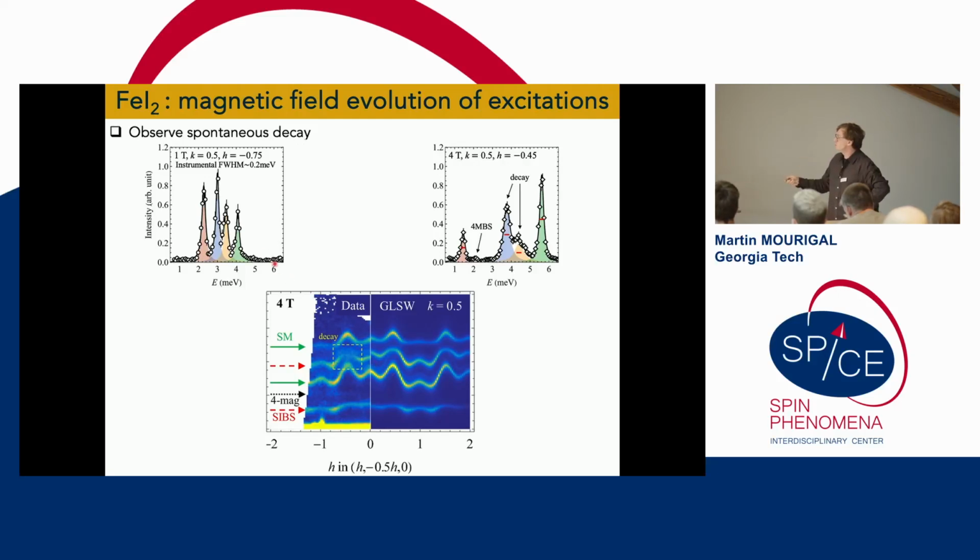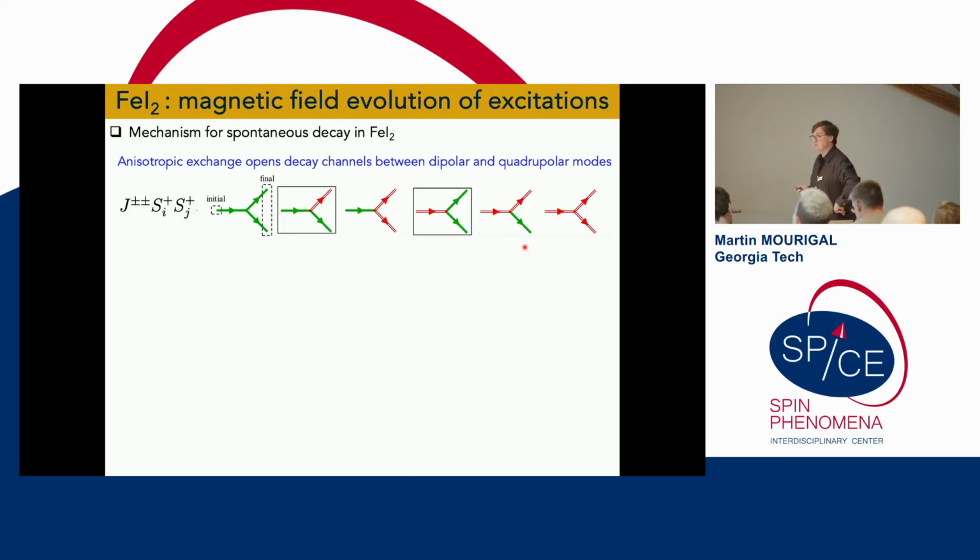But just to convince you that indeed there is some anomalous line shape, this is the spectrum at that particular Q vector in 1 Tesla. So you see our resolution-limited peaks. And then when we go to 4 Tesla, where decays are allowed, you see that the width of the excitation is dramatically enhanced. And so that's the evidence for magnon decay. So then, where is this coming from? So again, this is an example where anisotropic exchange gives you something you did not, at least I did not, expect. So in this example, this is this J plus-minus term.